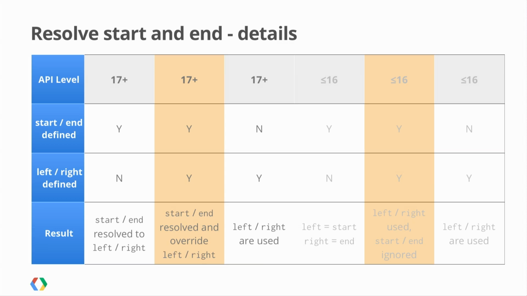For your reference, here is a full table for start end property resolution. 3 columns on the left for 17 and plus, and 3 columns on the right for 16 and below. In yellow, I have highlighted 2 columns where start end and left right are defined at the same time, and this is exactly what I've said before. You can also notice that we are trying really hard to get start end properties used. Otherwise, we are just using left and right.